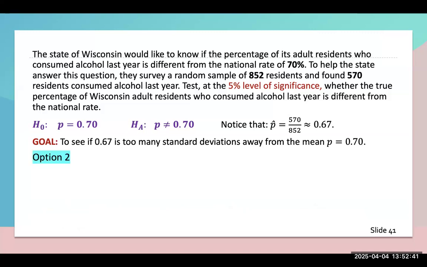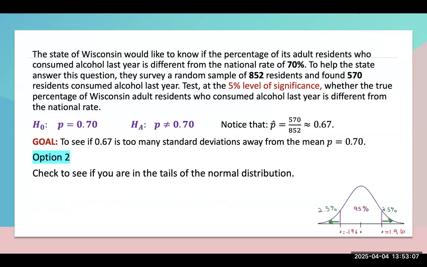Now let's see a second way of solving the same problem. Okay, we already know the answer to this. We're going to fail to reject. It is plausible that the true proportion of Wisconsin residents who drink is 0.7. Now, the second way we can do this is using z-scores. What we're going to do is see if we're in the tails of the normal distribution.